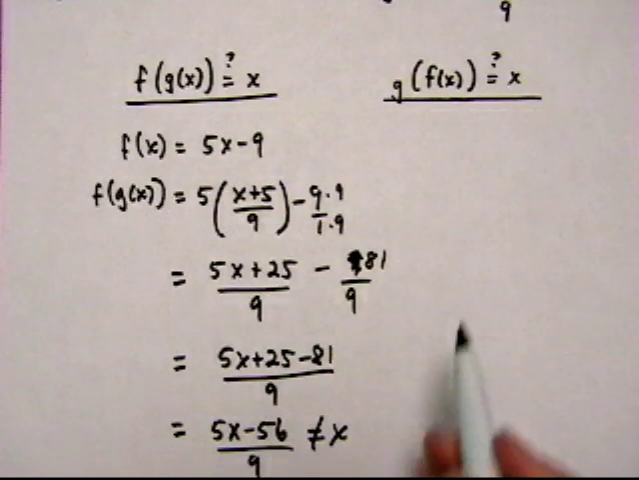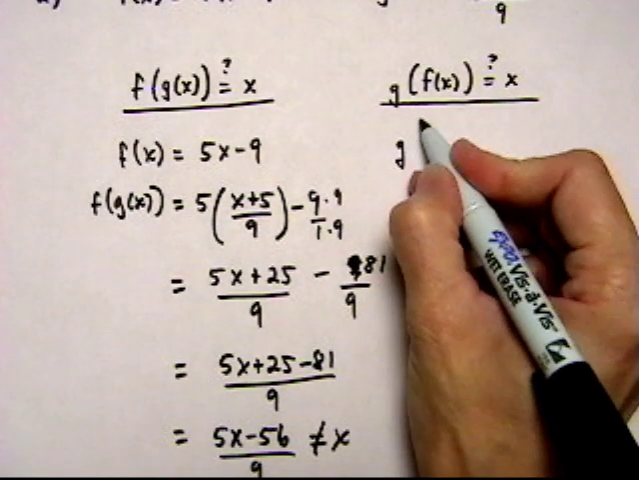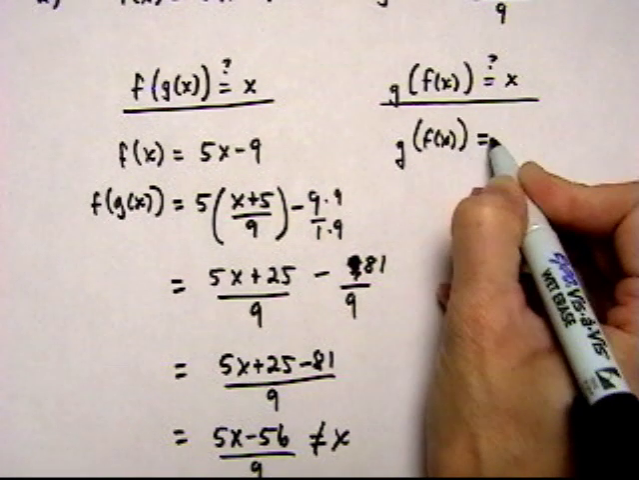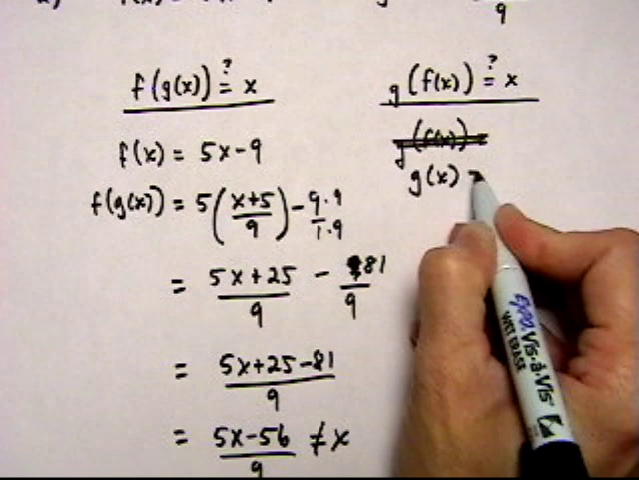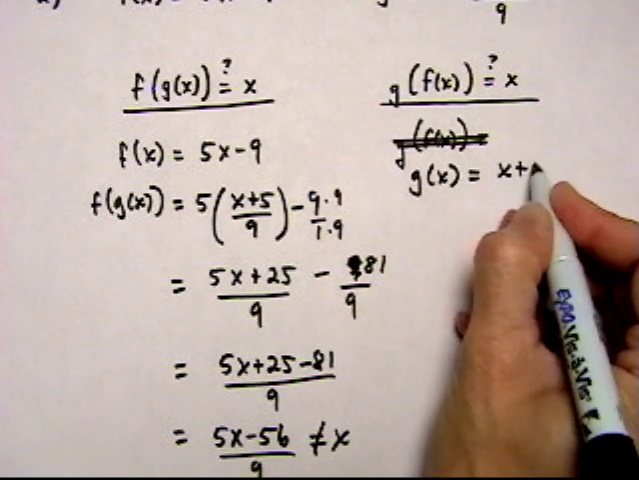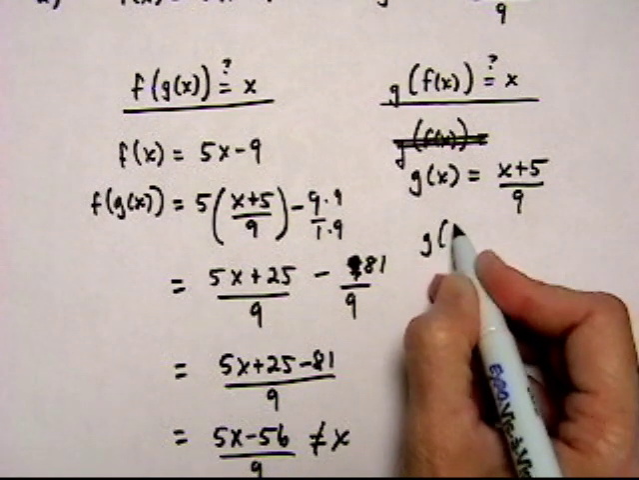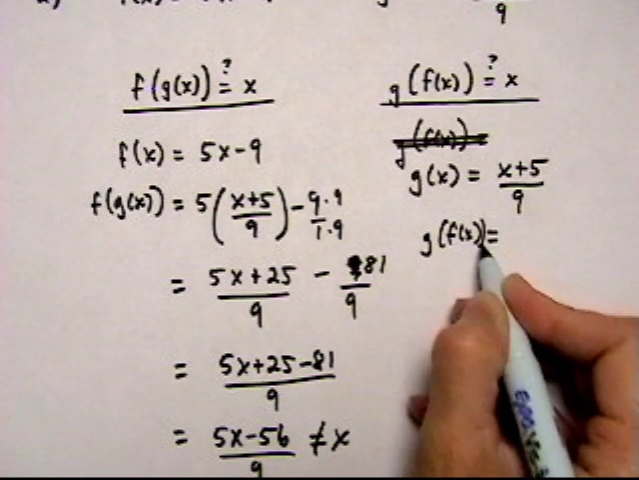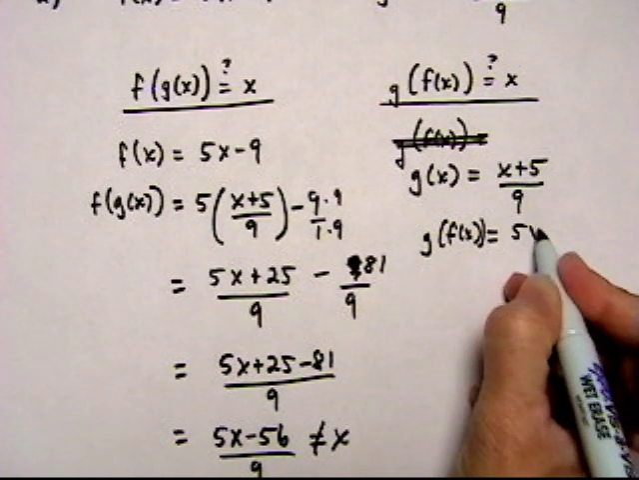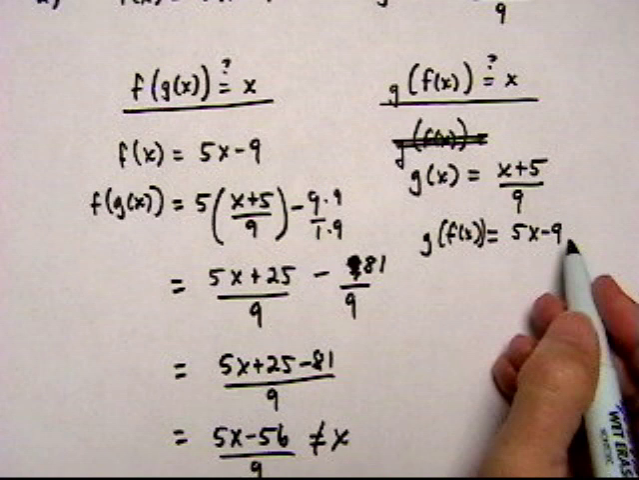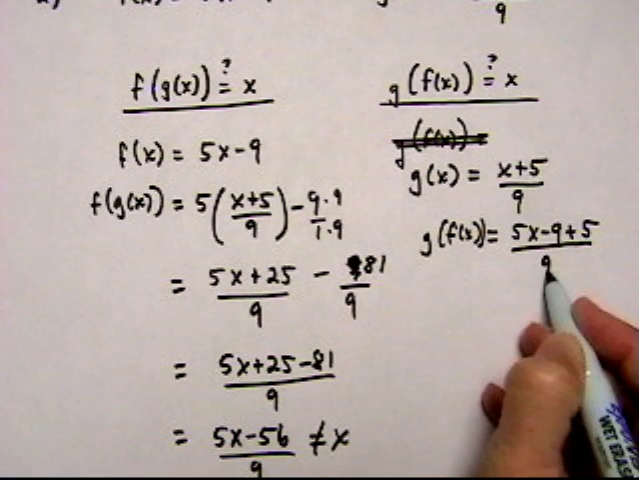Now let's just do out g(f(x)) also and see what happens with this one. Let's start with just g(x). g(x) is equal to (x plus 5) over 9. So g(f(x)) is equal to, replace the x by 5x minus 9, and bring down the plus 5, and this is all over 9.